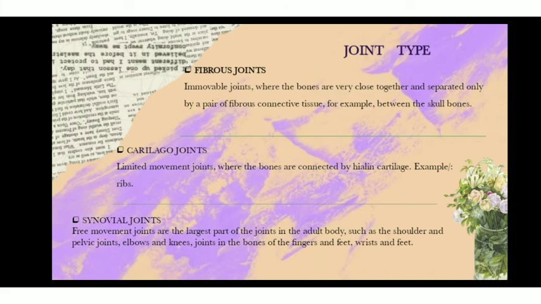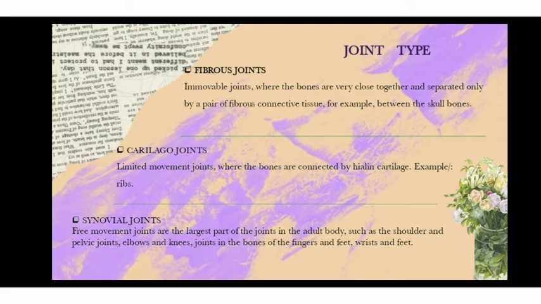Joint type. Fibrous joint, immovable joint, where the bones are very close together and separated only by a pair of fibrous connective tissue, for example, between the skull bones. Cartilaginous joints, limited movement joints where the bones are connected by hyaline cartilage. Example, ribs.